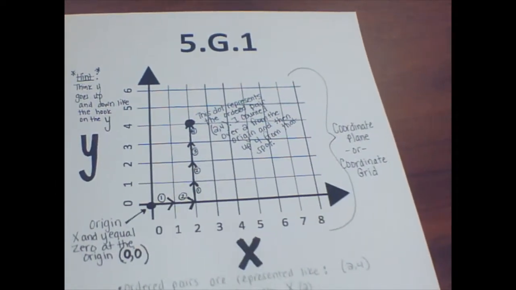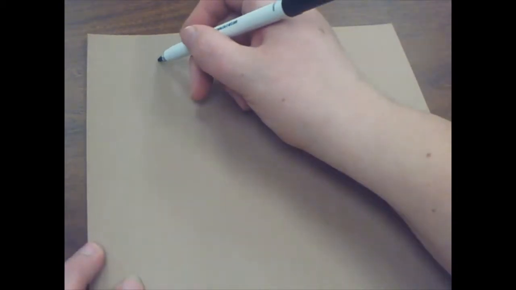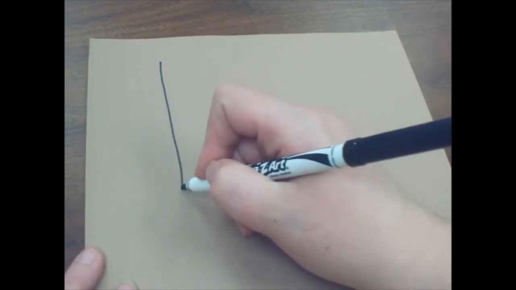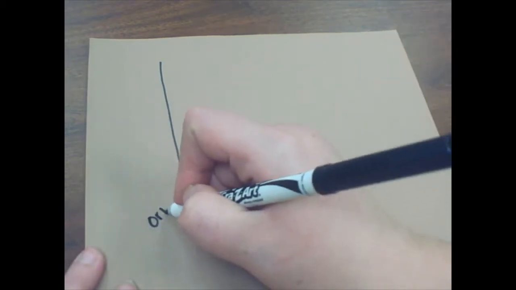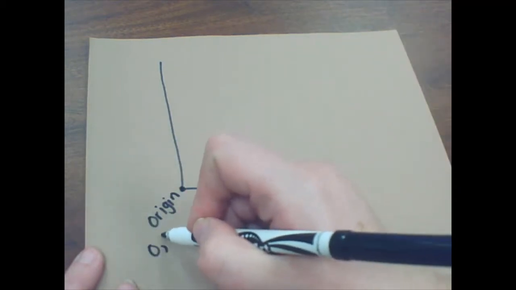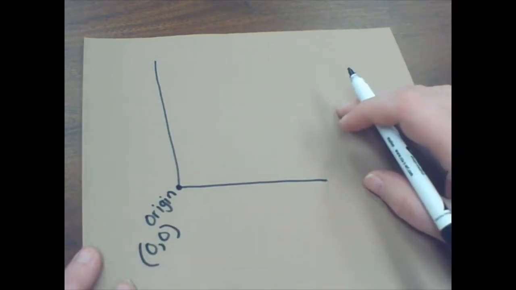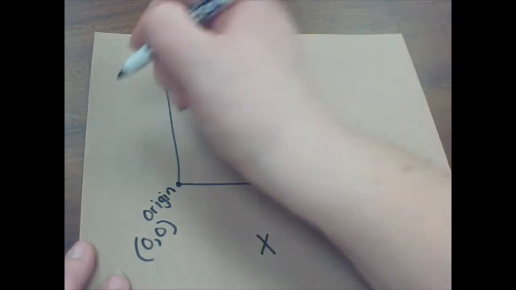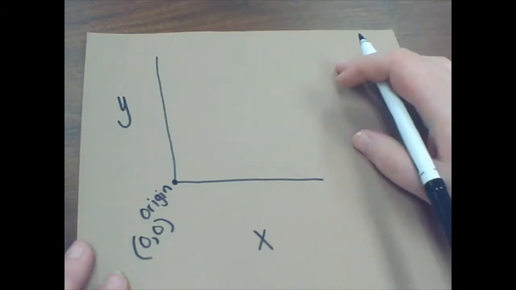So we're going to do a little practice where we're going to make our own coordinate planes or coordinate grids and plot our own points. Okay, so let's just do a couple for practice. So I went ahead and I drew that. This right here, this is called the origin. And at this point, the x is equal to 0 and the y is equal to 0. Remember, this is my x-axis and this is my y.